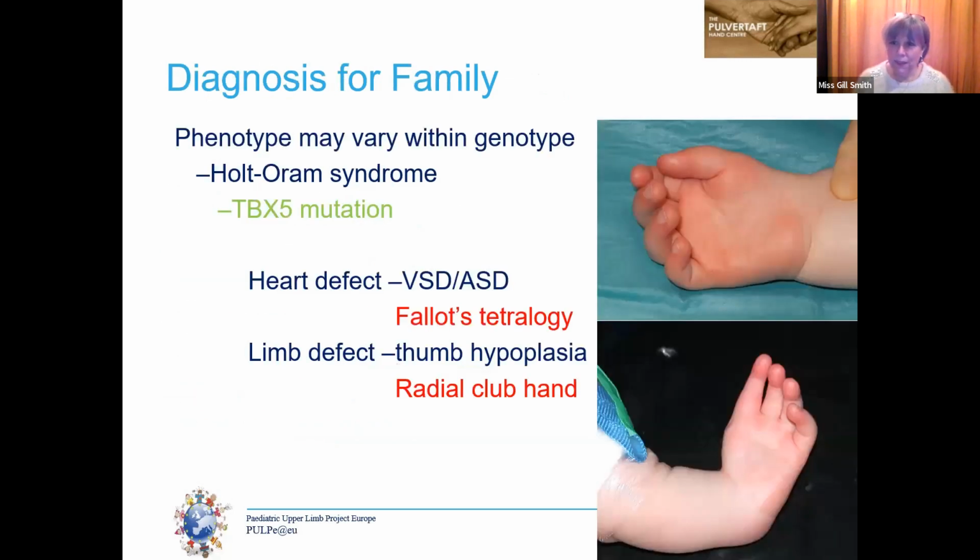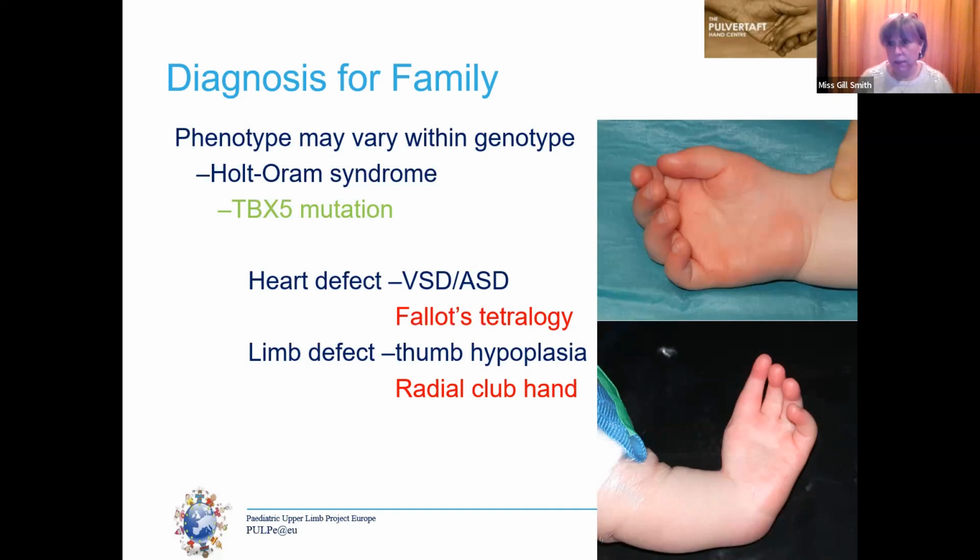This is important to make a diagnosis for the purpose of the family. And that's because quite often they'll be expecting another child sooner or later. And particularly if they don't think there's much wrong, there's just a little extra digit you've taken off, they may well proceed with further pregnancies. Now, some conditions, the way it looks to you and I doesn't fit, it varies within the genotype. So the genetic mutation and the appearance do not always match. The phenotype varies within the genotype.